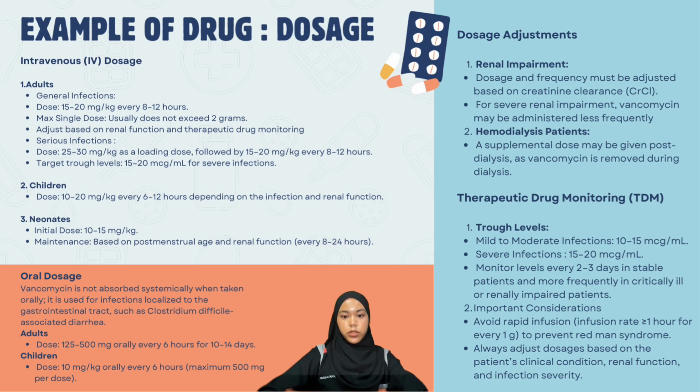Last one is therapeutic drug monitoring. Monitoring vancomycin level is essential to ensure effectiveness while preventing toxicity. For target trough levels, in mild to moderate infection, the level is 10 to 15 micrograms per milliliter. In severe infection, such as endocarditis, the level is 15 to 20 micrograms per milliliter.